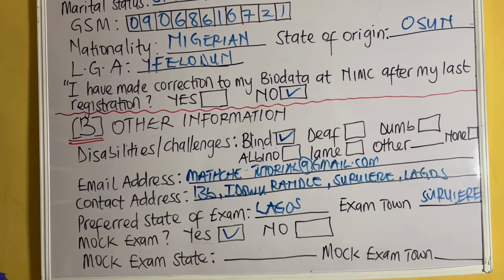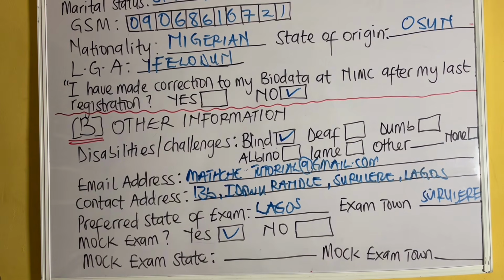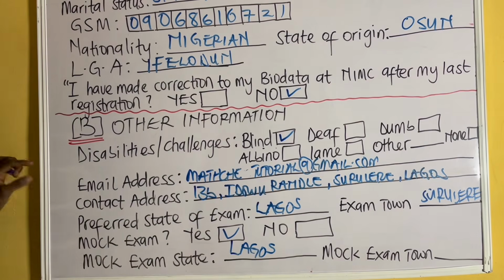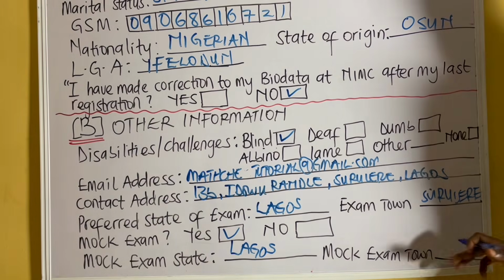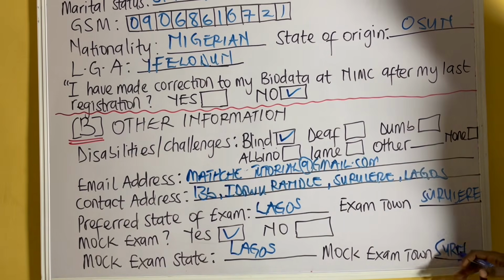It should have been generated while purchasing the e-pin, because the price for those writing mock is different from those who are not writing mock. So that one is coming from the e-pin as well. Now the mock exam state: which state do you want to write the mock in? Since you're already writing the main exam in Lagos State, then the mock should also be Lagos State as well. And also the mock exam town should also be Surulere. So it is very good for both of them to tally.